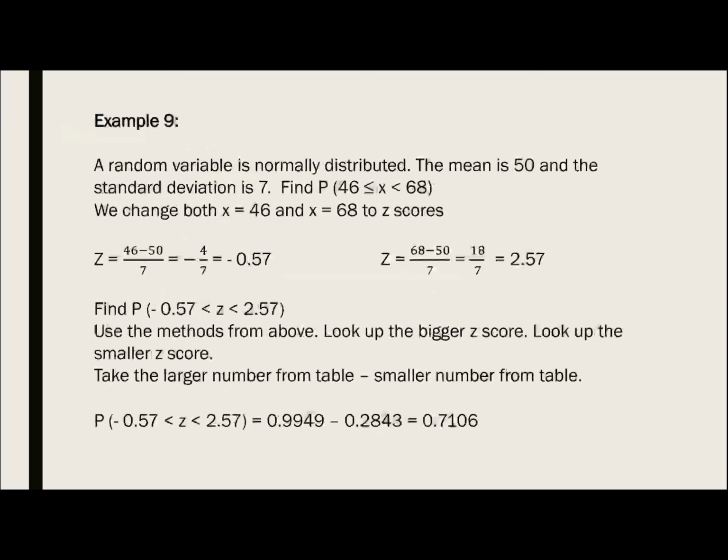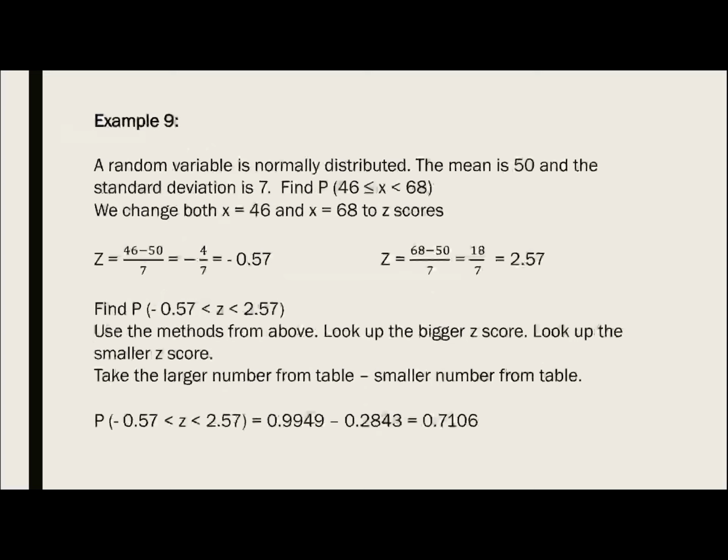So we're going to use the methods from before. Look up the bigger z-score. The bigger z-score is 2.57. Look up the smaller z-score. The smaller z-score is negative 0.57. Okay, so you take your larger number from the table minus the smaller number from the table.